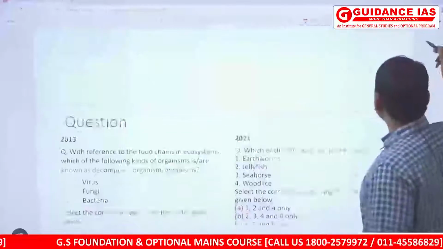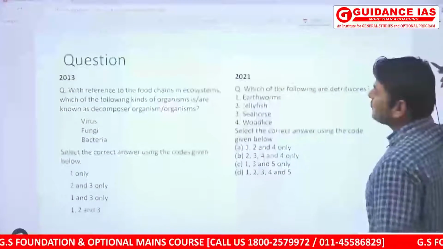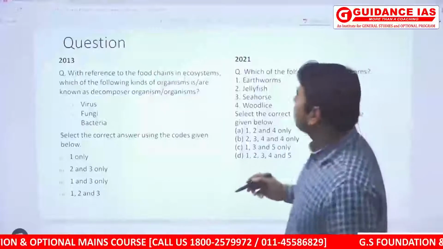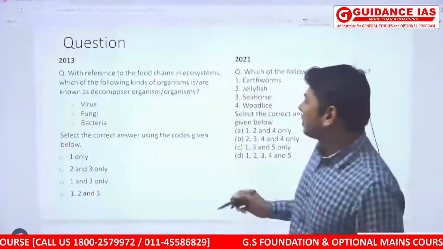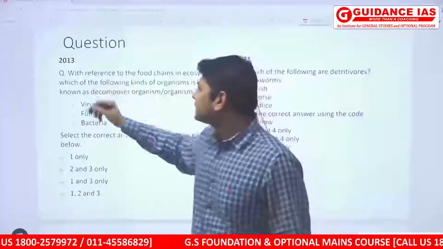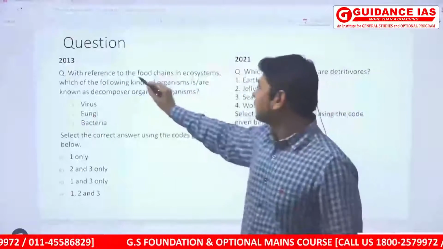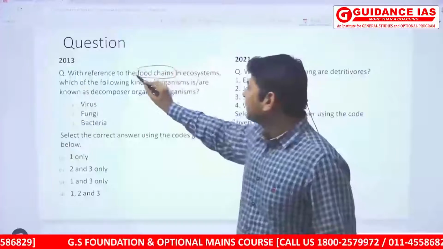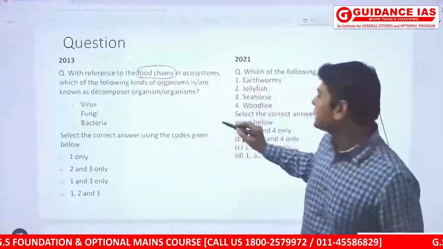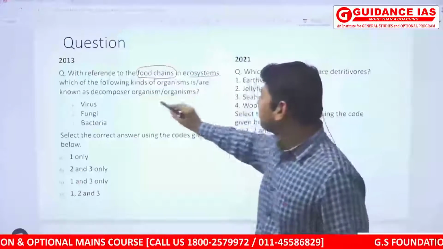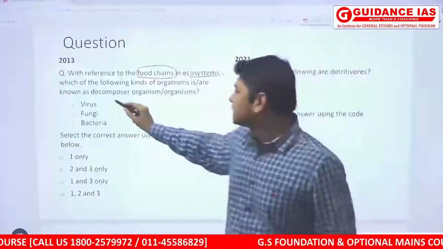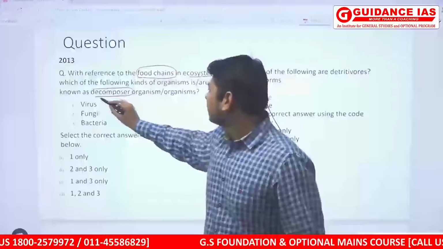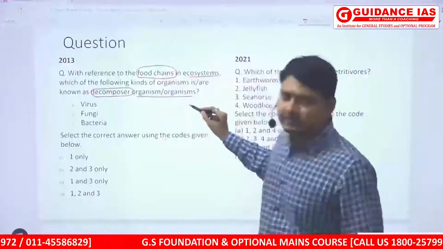Now, we will be seeing here a previous year question paper on the ecology basic concepts topic. So, the first question is with reference to food chains. Now, here this is a key term, food chain. In an ecosystem, which of the following kinds of organisms is or are known as decomposer? Okay, organism or organisms.